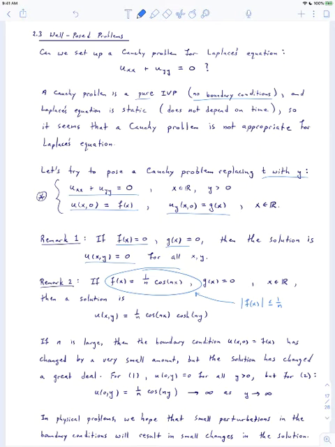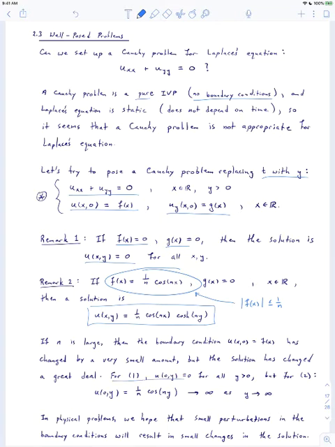You can find a solution to this problem, and the solution is given here. u is equal to 1 over n times cosine of nx times the hyperbolic cosine of ny. So if n is large, then we see that this initial condition has changed by a very small amount. However, the solution has changed by a great deal.